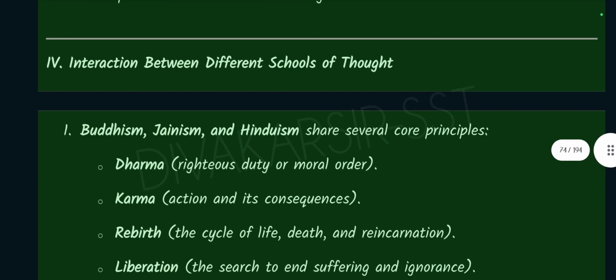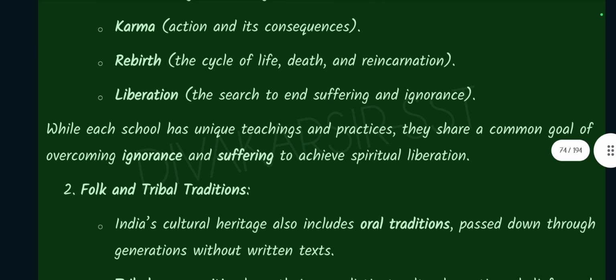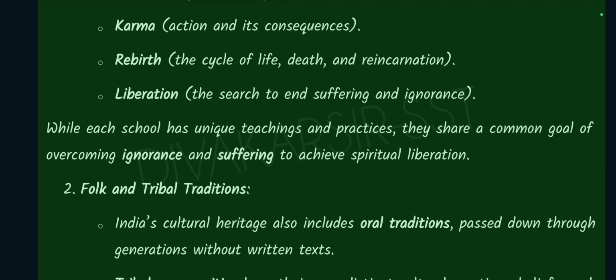Number 4. Interaction between different schools of thought. Number 1. Buddhism, Jainism, and Hinduism share several core principles. Dharma, righteous duty or moral order. Karma, action and its consequences. Rebirth, the cycle of life, death, and reincarnation. Liberation, the search to end suffering and ignorance.